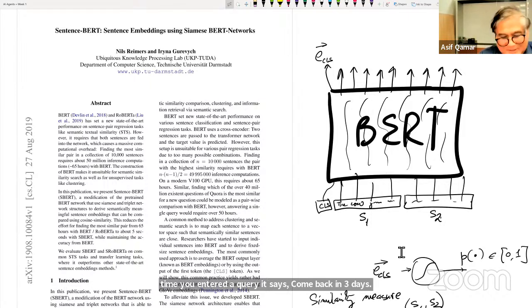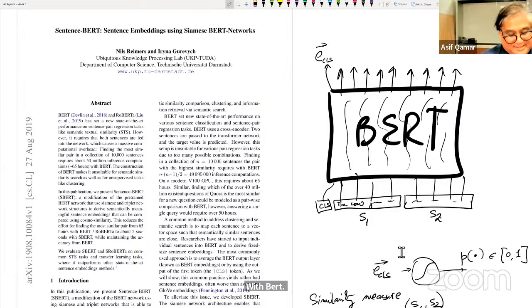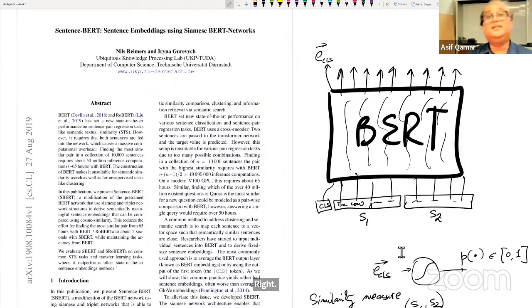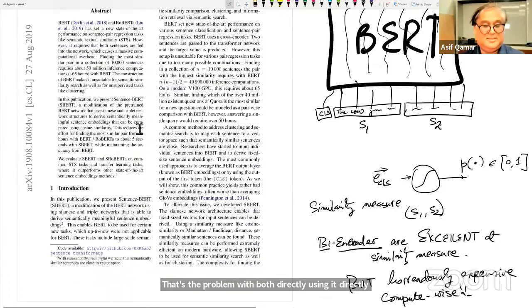Right? So 65 hours. So the construction of BERT makes it unsuitable for semantic similarity search, as well as for unsupervised tasks like clustering, and some other things. By the way, remember the gold standard, BERT, or these bi-encoders. I'll use the general word bi-encoders these days. They give you excellent search results at unacceptable compute cost. That's the main problem with BERT, using it directly for search. You can't use it for search, right? Or bi-encoders.